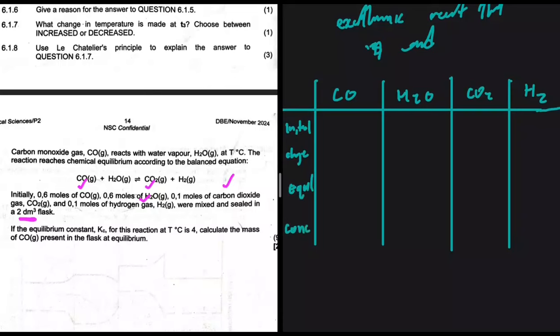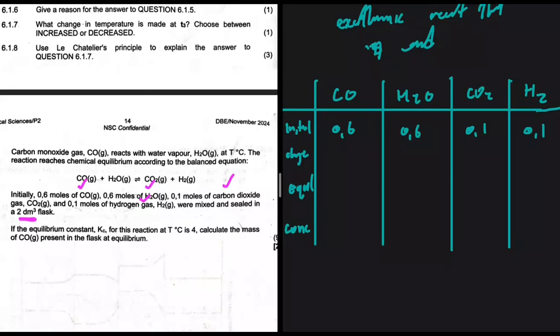So the number of moles of carbon monoxide that I start with is 0.6. H2O 0.6. Carbon dioxide 0.1. H2 0.1. Our Kc is greater than 1, right? It is 4 actually, way greater than 1. So the forward reaction needs to have been favored in order for the Kc to be equal to 4. That is the first thing that we have to see, right?